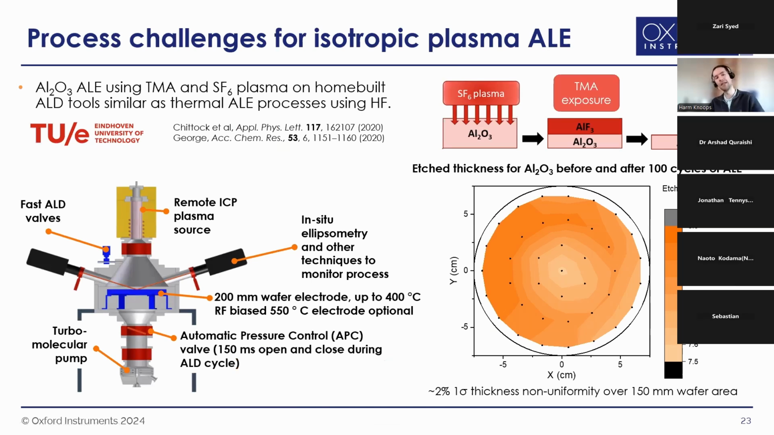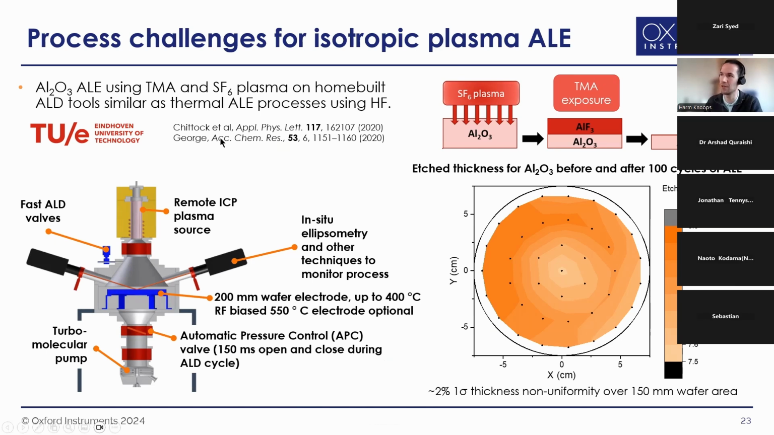And then something completely different. I've talked so far mostly about processes with ions, which would be anisotropic, but now it's nice to look also at isotropic ALE processes. This example is still in development, and it has been developed on an ALD system, because they are often well equipped to handle the soak steps that we need. I'll go a little bit into the chemistry of how it works.